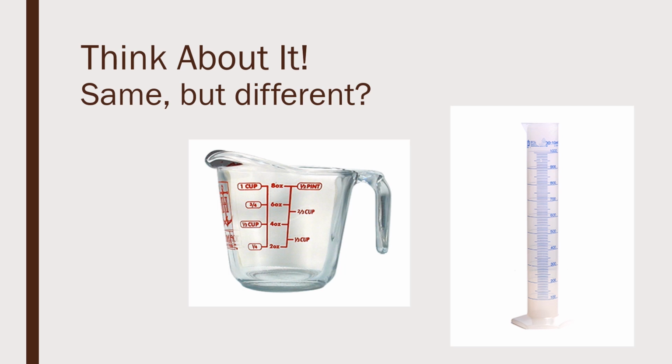Where might you have seen these containers? Maybe the one on the left, you might have seen it in a kitchen, in a cafeteria. What about the one on the right? Graduated cylinder here. Maybe on TV, maybe in science. So think about these containers as we go ahead and move on with our lesson today.